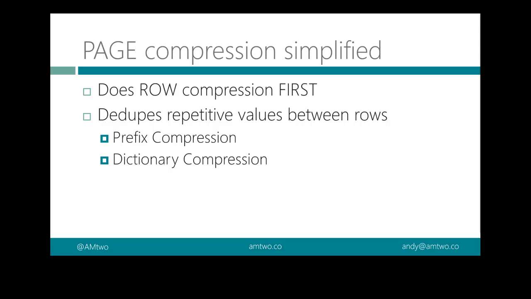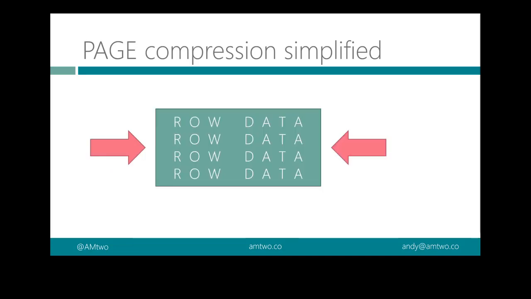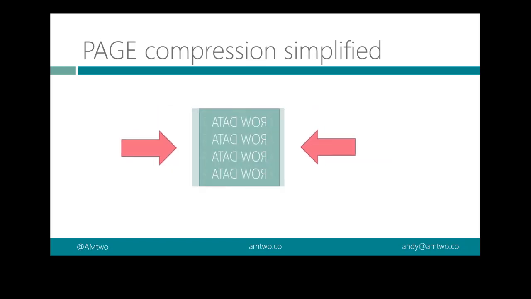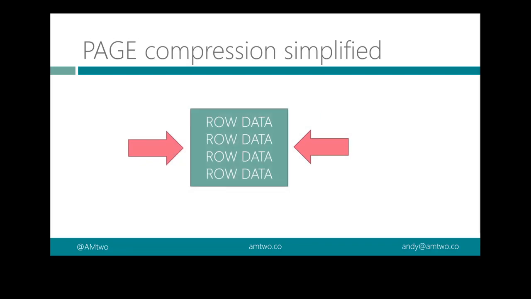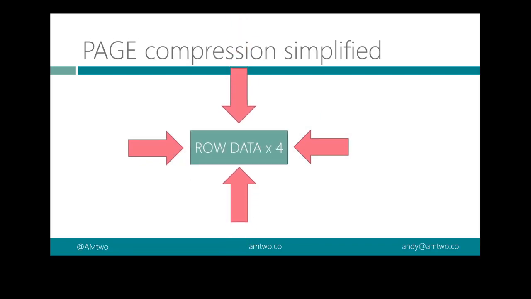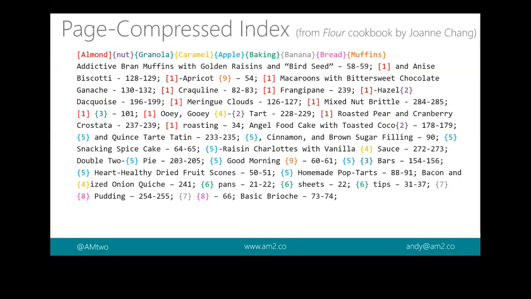It's going to do row compression first, and then it's going to use these other two algorithms, prefix and dictionary compression, to dedupe the row compressed page. So here's my super simplified graphic, being a master of PowerPoint art. First, we take the row data and we row compress that, and then we get rid of the duplicates and get something that is much more concise. Unfortunately, it's not real life. It's going to be a little bit more complicated.